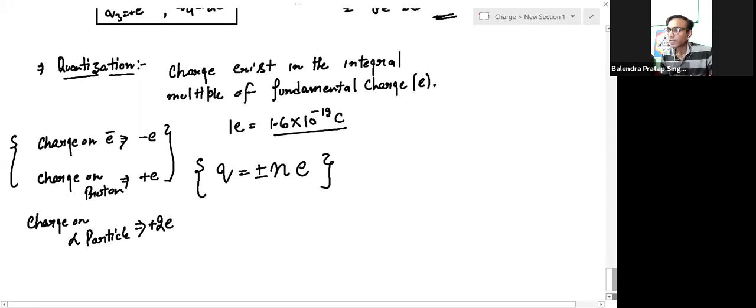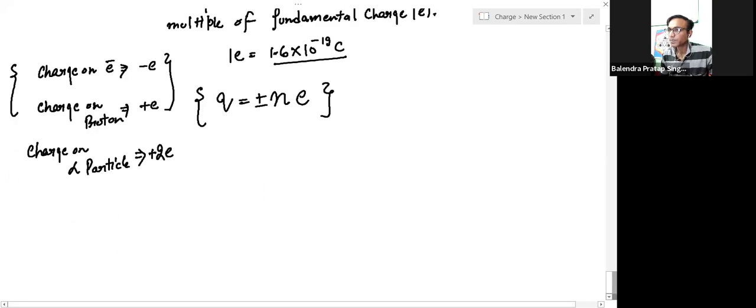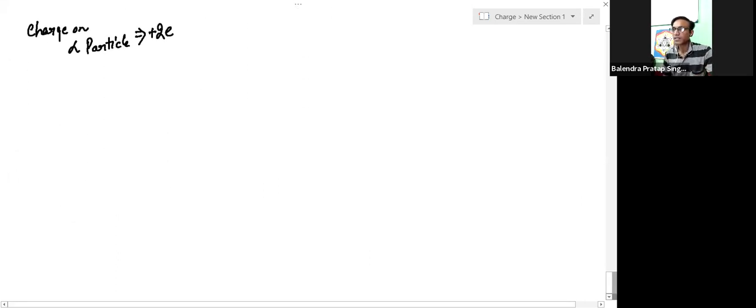Now the next property is conservation of charge. So what is conservation of charge?